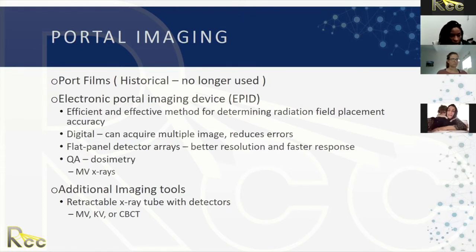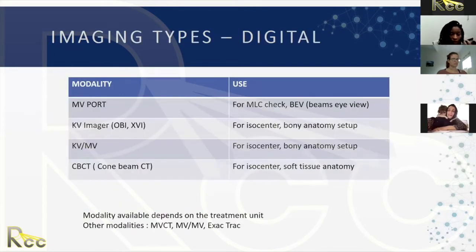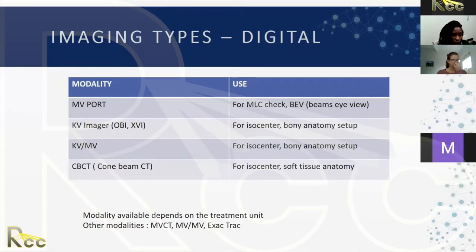Additional imaging tools that we now have been afforded with newer machines and newer technologies are retractable X-ray tubes that are mounted onto the treatment gantry. With these, you can perform the most common imaging types that you can perform: MVs, KV X-rays, and the cone beam CTs, which is what I will focus on today. I note that there are many other imaging modalities, but today I'm only going to focus on the most common ones.